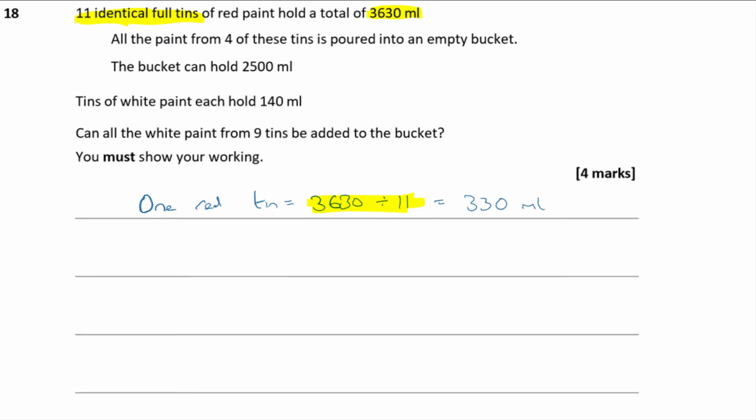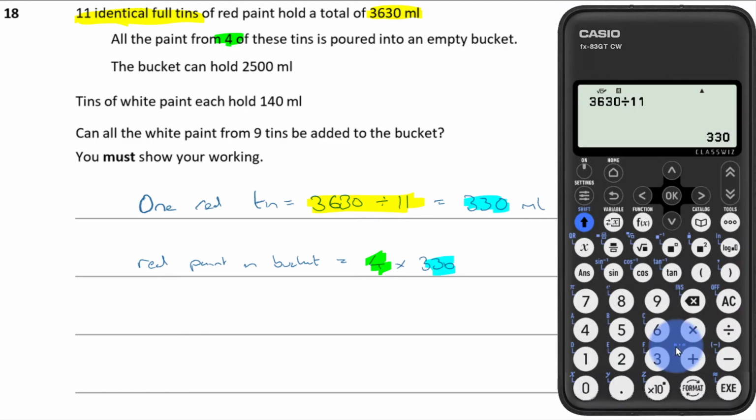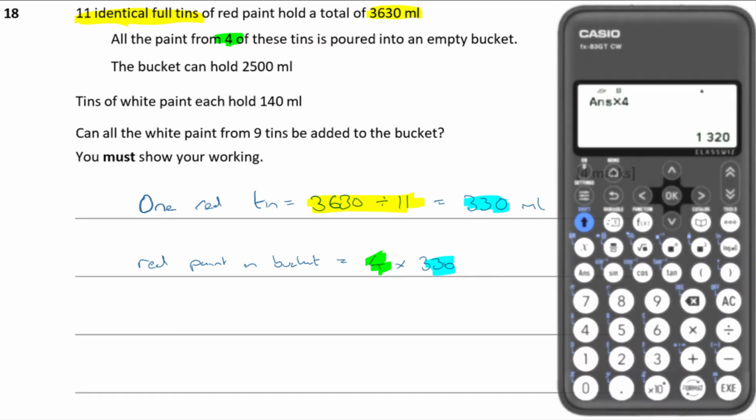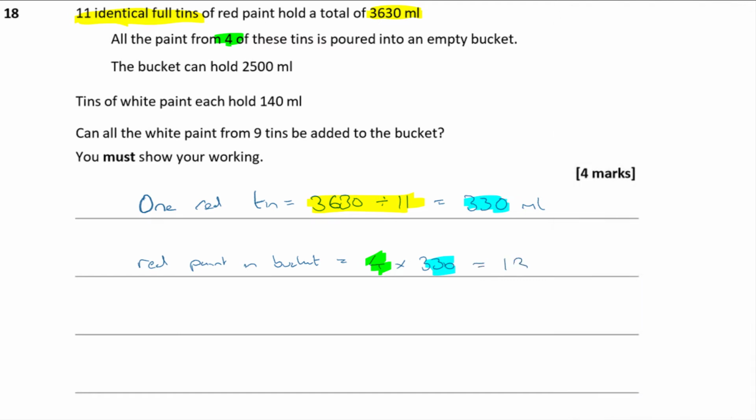Okay, so that came from there, that's that bit. And then the next bit says all the paint from 4 of these is poured into an empty bucket. Red paint in the bucket is going to be 4 times 330, isn't it? So it's our answer from here times the 4 we got from the question. So 4 lots of 330 comes to 1,320. So let's just write that down. 1,320 millilitres of red paint in the bucket.